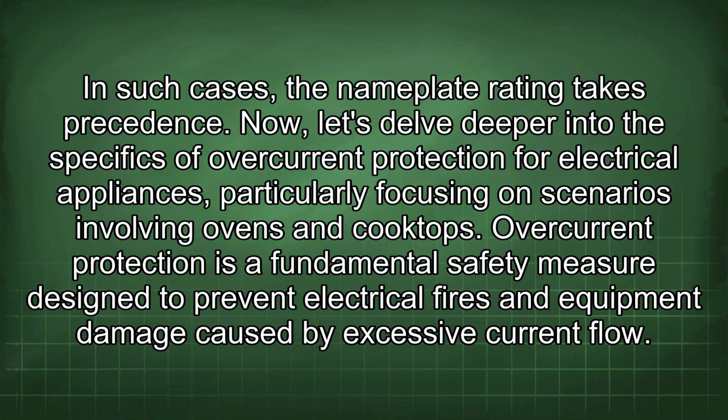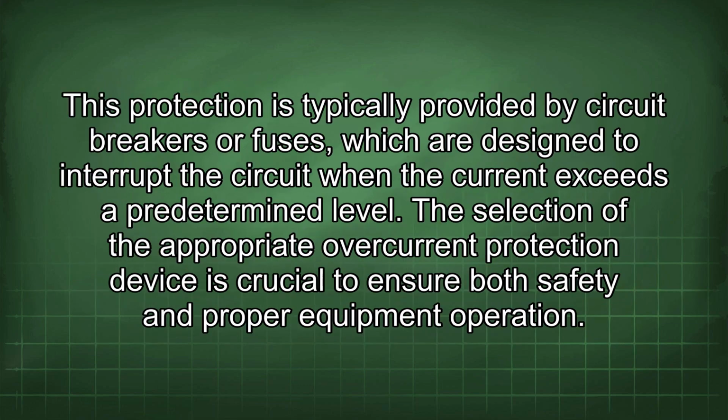Now let's delve deeper into the specifics of overcurrent protection for electrical appliances, particularly focusing on scenarios involving ovens and cooktops. Overcurrent protection is a fundamental safety measure designed to prevent electrical fires and equipment damage caused by excessive current flow. This protection is typically provided by circuit breakers or fuses, which are designed to interrupt the circuit when the current exceeds a predetermined level. The selection of the appropriate overcurrent protection device is crucial to ensure both safety and proper equipment operation.